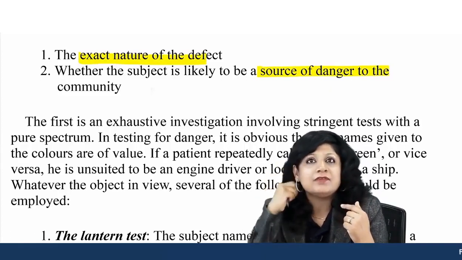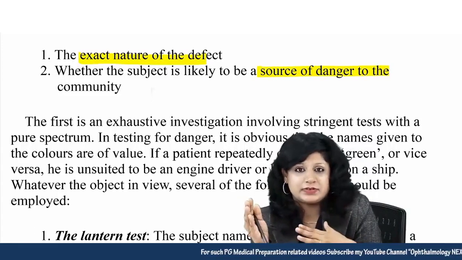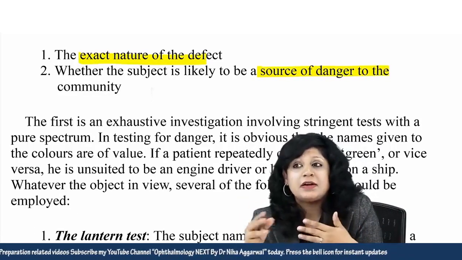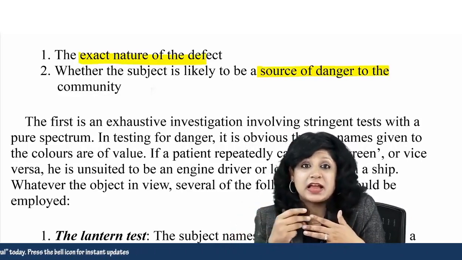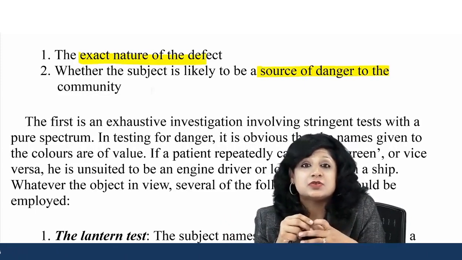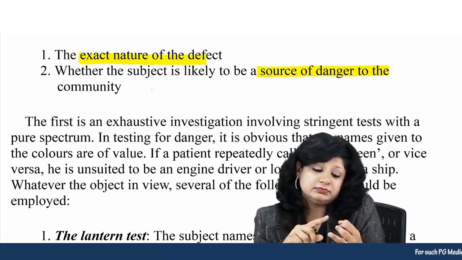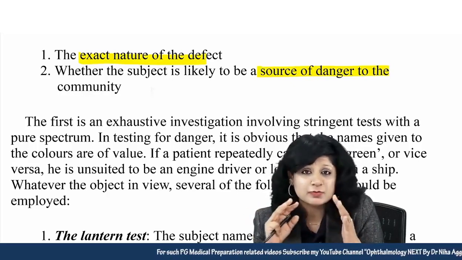See, when we are testing the visual acuity, it is only affecting that person, okay, his economic loss or social loss, whatever. But if the person has color blindness, the kind of profession he is choosing can become a serious threat even to the community. What if he becomes a pilot, a driver, laboratory technician, traffic police, something like this? So you have to be very, very careful.